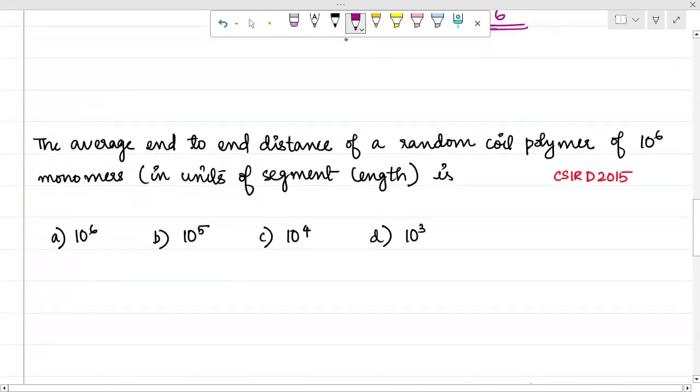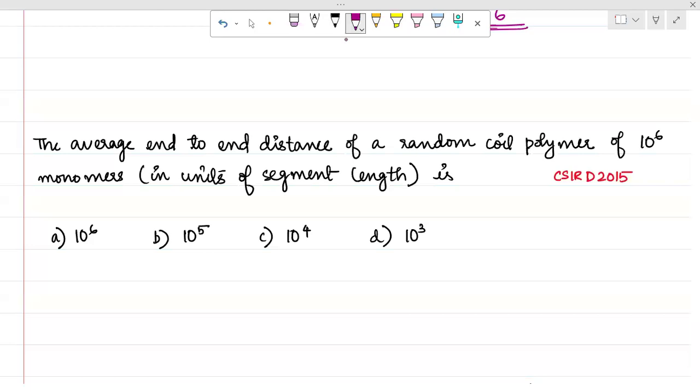The average end-to-end distance of a random coil polymer of 10 to the power 6 monomers. So it's already given that there are 10 to the power 6 monomers, and see what is given in the question: in units of segment length. So we already know that the average end-to-end distance in units of segment length, if asked, is just simply root n. The value of n is given, which is 10 to the power 6. So root of 10 to the power 6 is 10 to the power 3.